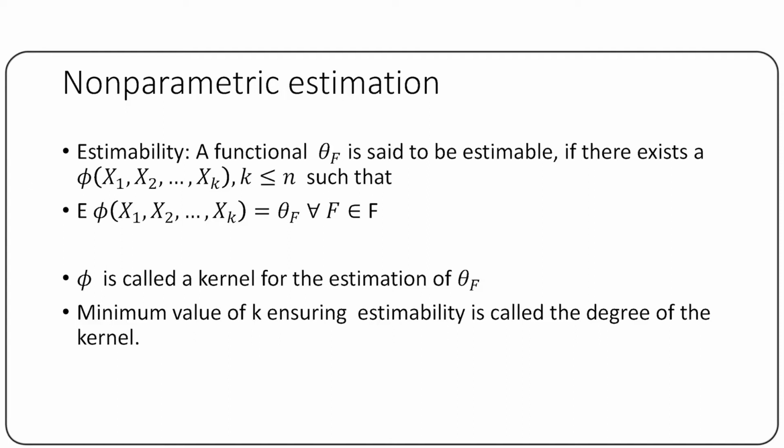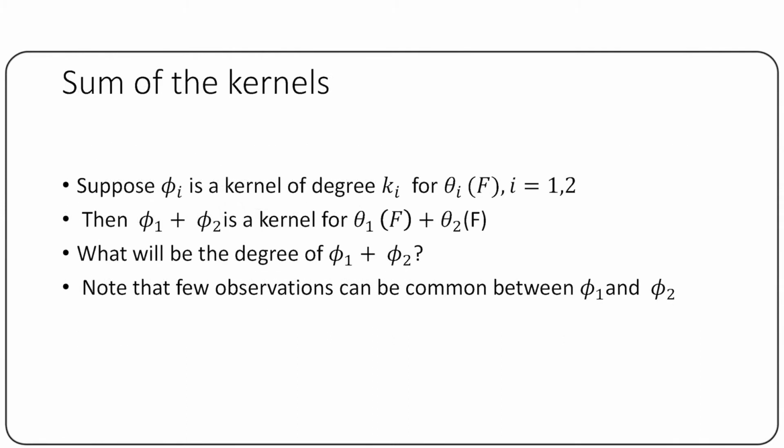The minimum value of k ensuring the above, that is, expectation of phi equal to theta(F), is called the degree of the kernel. Therefore, kernels are in some sense the analog of an unbiased estimator, except that it is not based on the full set of observations, and to each kernel a degree is attached. In parametric inference, the sum of two unbiased estimators is also unbiased for the sum of parametric functions. So, what can we say in the non-parametric case?